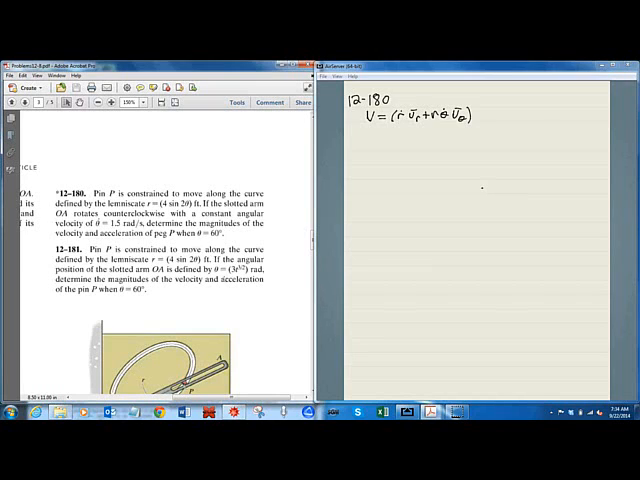Okay, so there's the velocity and the acceleration. I guess I should put a bar over this to be precise. They're vectors, right? The acceleration is equal to r double dot minus r theta dot squared, all that's in the u r direction, plus, let's see, 2 r dot theta dot plus r theta double dot.